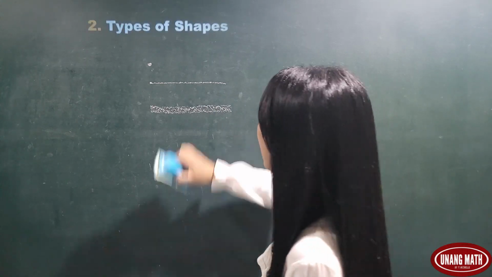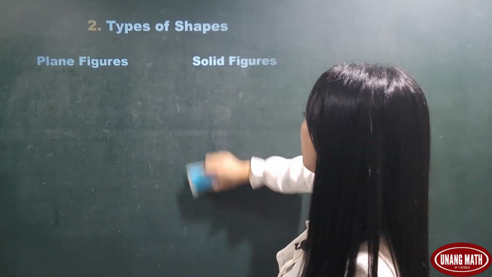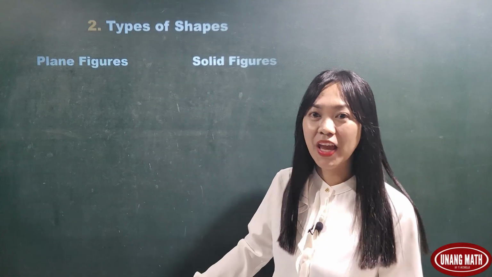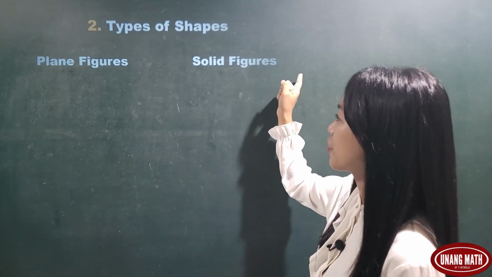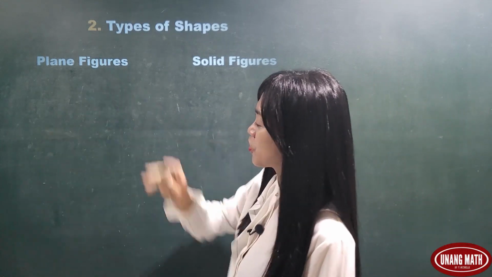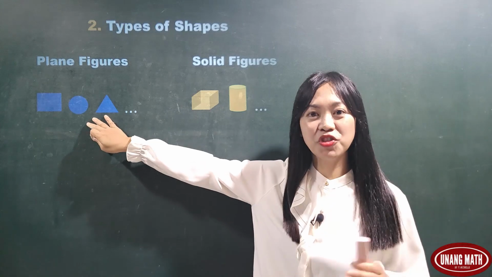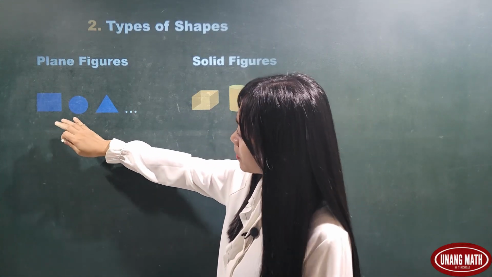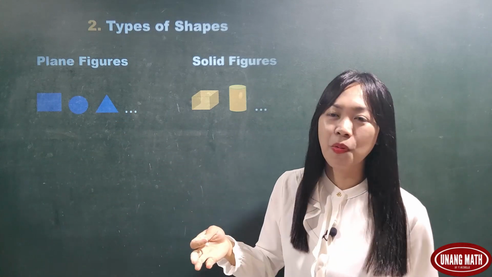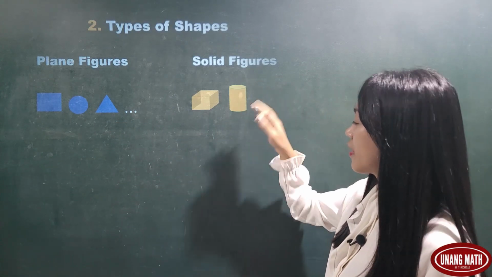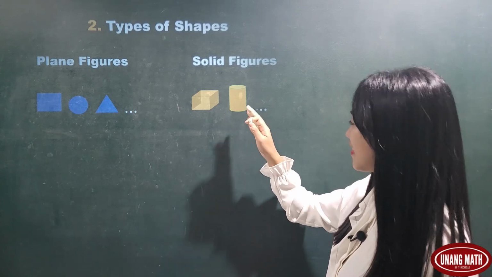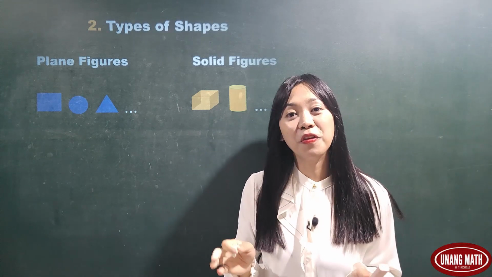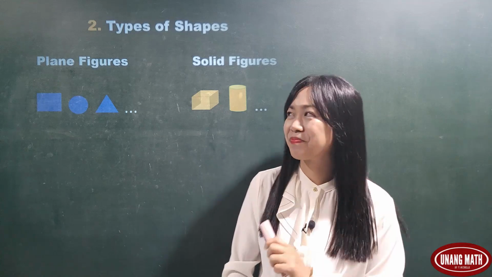Moving on, shapes can be classified as plane figures or shapes, or solid figures or shapes. Plane figures or shapes are the common shapes that we see around us: rectangle, square, circle, triangle, and so on. For solid figures, examples are prisms, cylinders, or other three-dimensional figures.